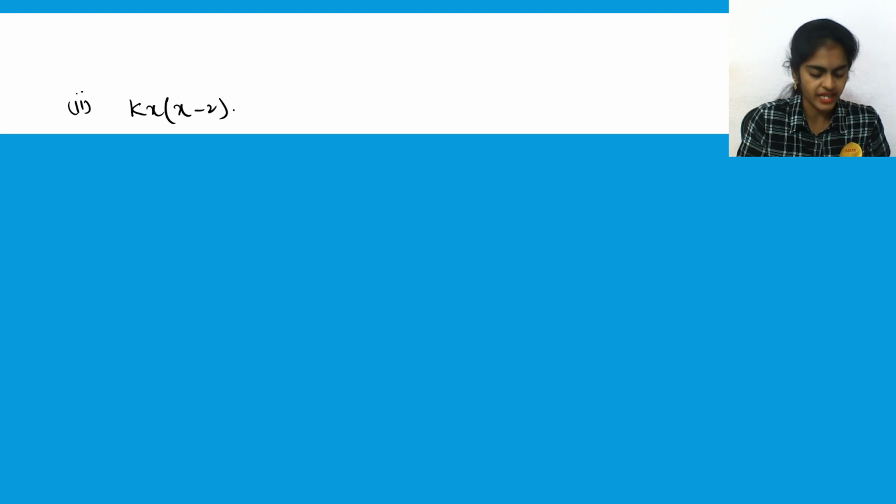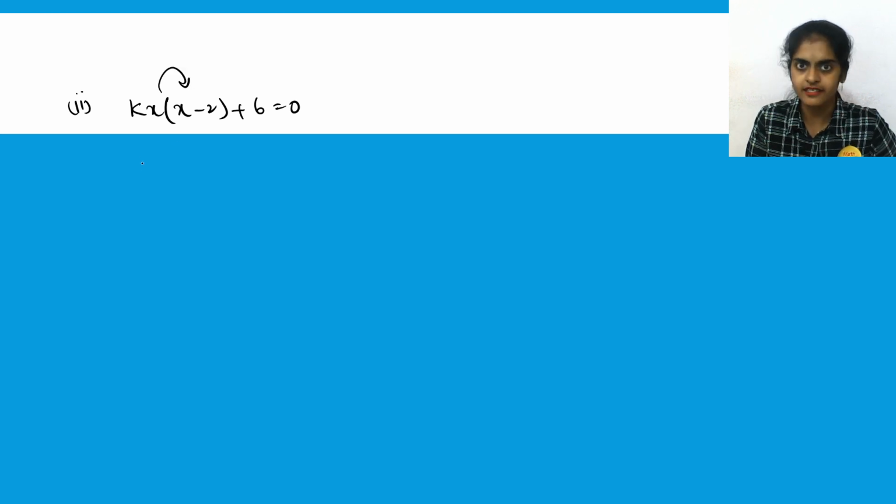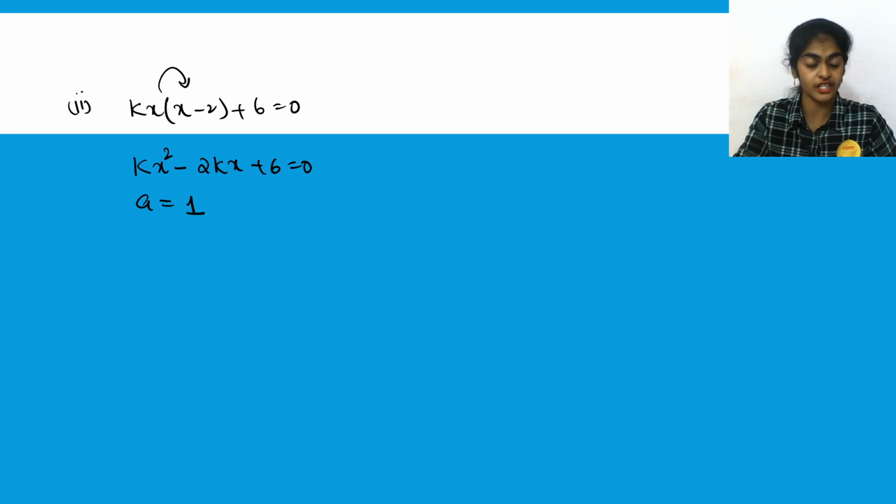kx into x minus 2 plus 6 equal to 0. So here, let me firstly expand this. So kx into x is kx square minus 2kx plus 6 equal to 0. So comparing it with the general form ax square plus bx plus c, I have a is k. Here in the place of a, I have k.